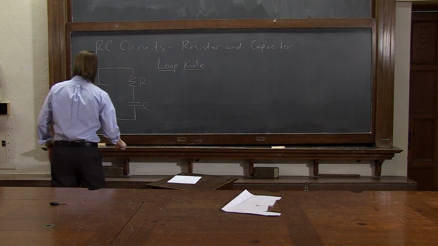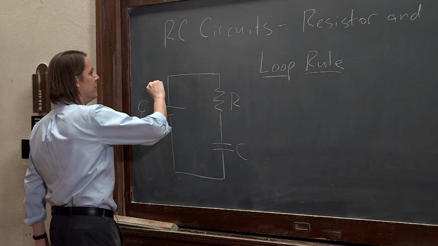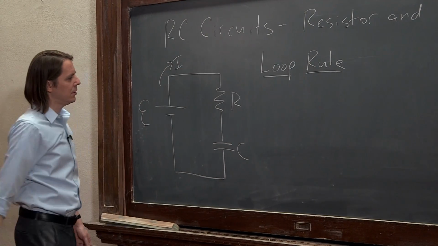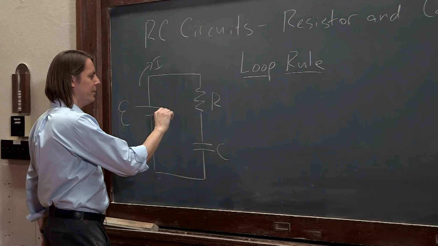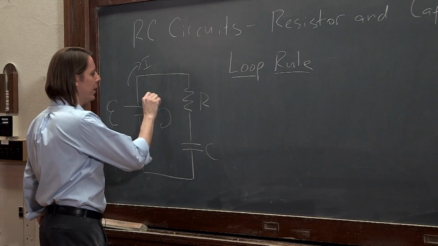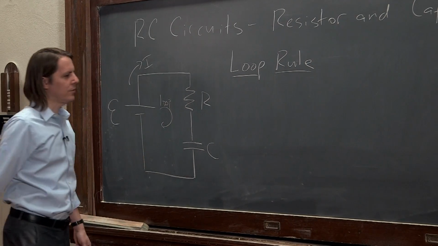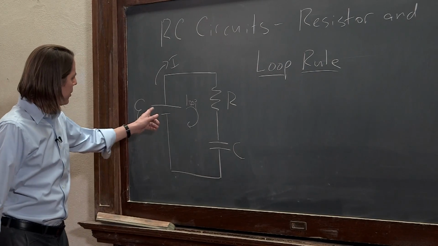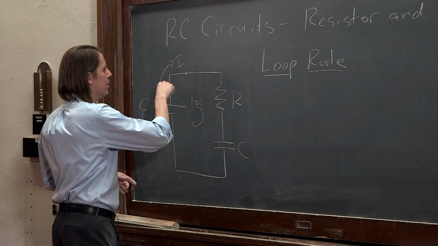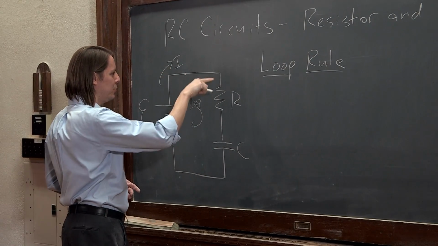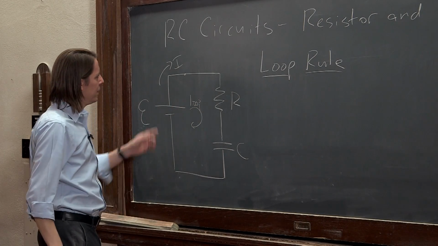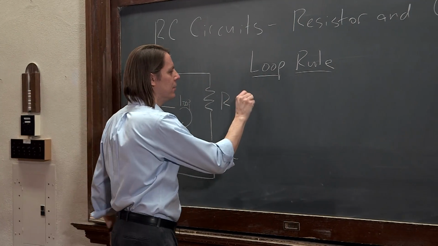Okay, we're going to apply the loop rule. The first thing we have to do is define our current direction, like that. And for the loop rule, we want to define our loop direction. I like to go clockwise, because that's the kind of guy I am. Okay, so we go around. Let's start here. I'm a test charge. I'm moving along. I'm moving with the resistor, with the current, so it's minus IR.